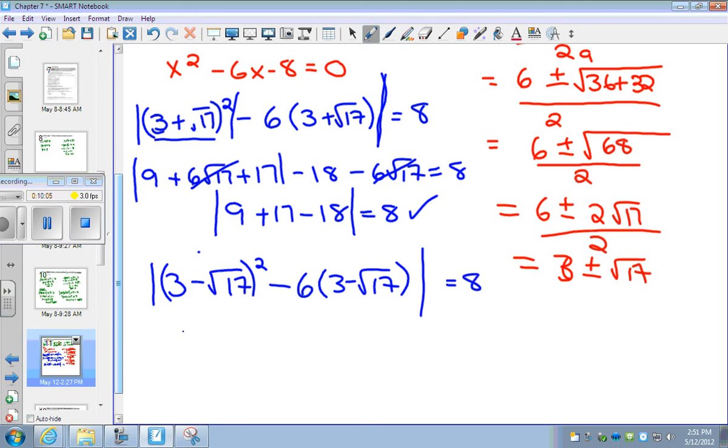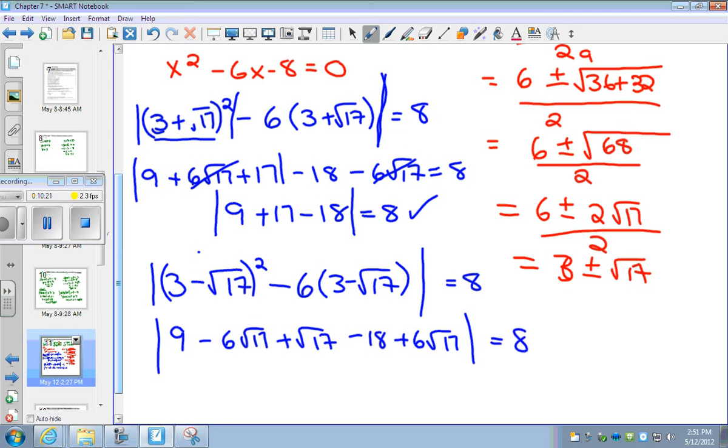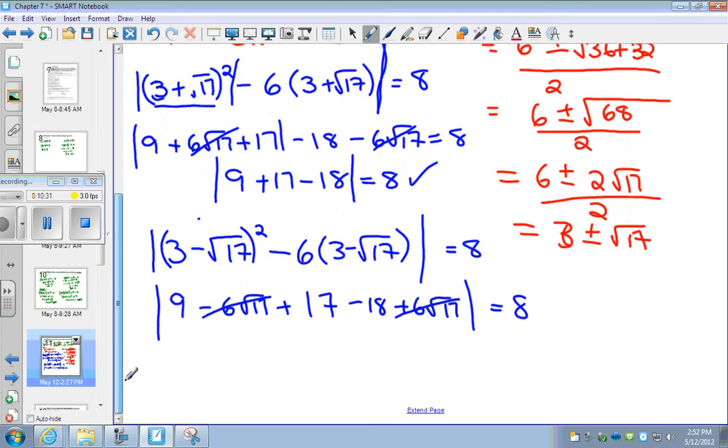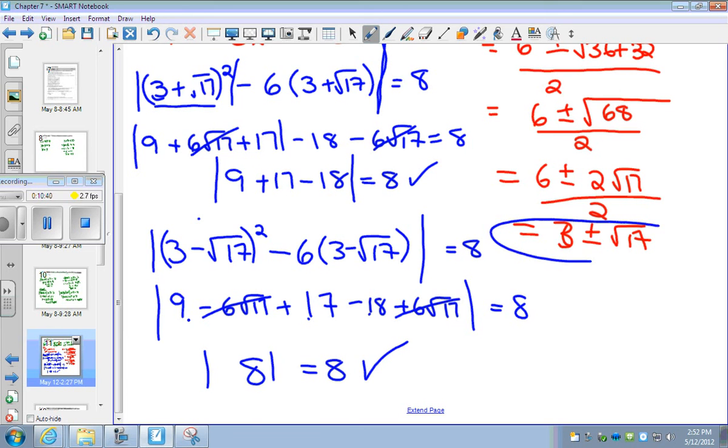Okay, this would be 9 minus 6 root 17 plus root 17 squared minus 18 plus 6 root 17 equals 8. Well, I have 6 root 17 and negative 6 root 17. Sorry, root 17 squared should be 17 here. Okay, so then I have 9 plus 17 minus 18. I get the absolute value of 8. Does that equal 8? Yes. So both of these solutions are correct.